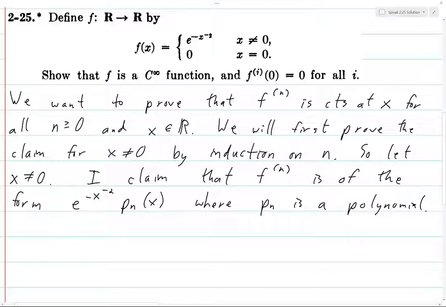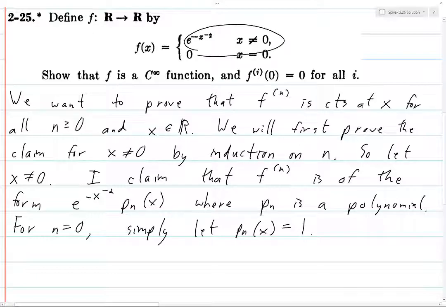Okay, so let's prove this. For n equals 0, this is the base case. Simply let Pn of x be the polynomial which is identically 1. Then, because f of x is e to the minus x to the minus 2 for x not equal to 0, the function f is of this form already. So that takes care of the base case.